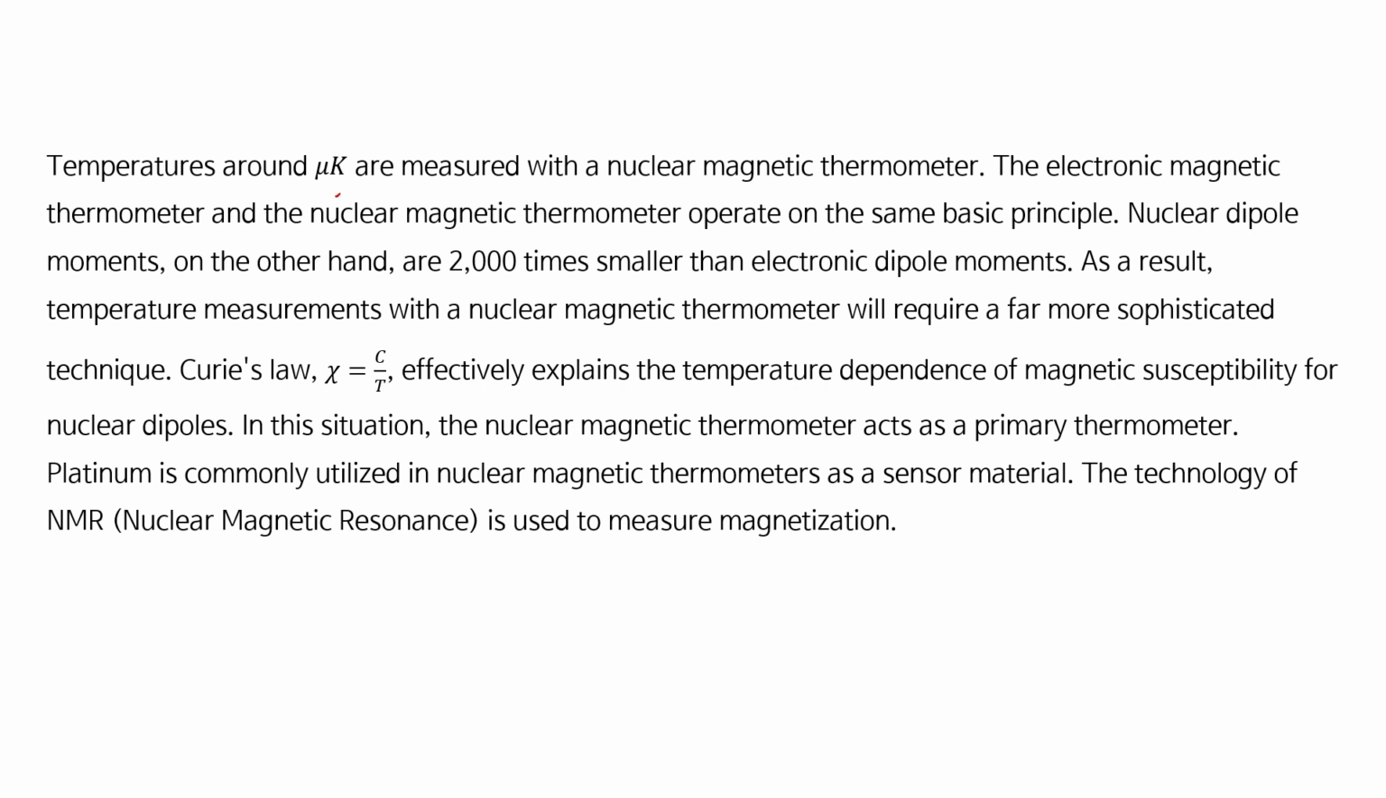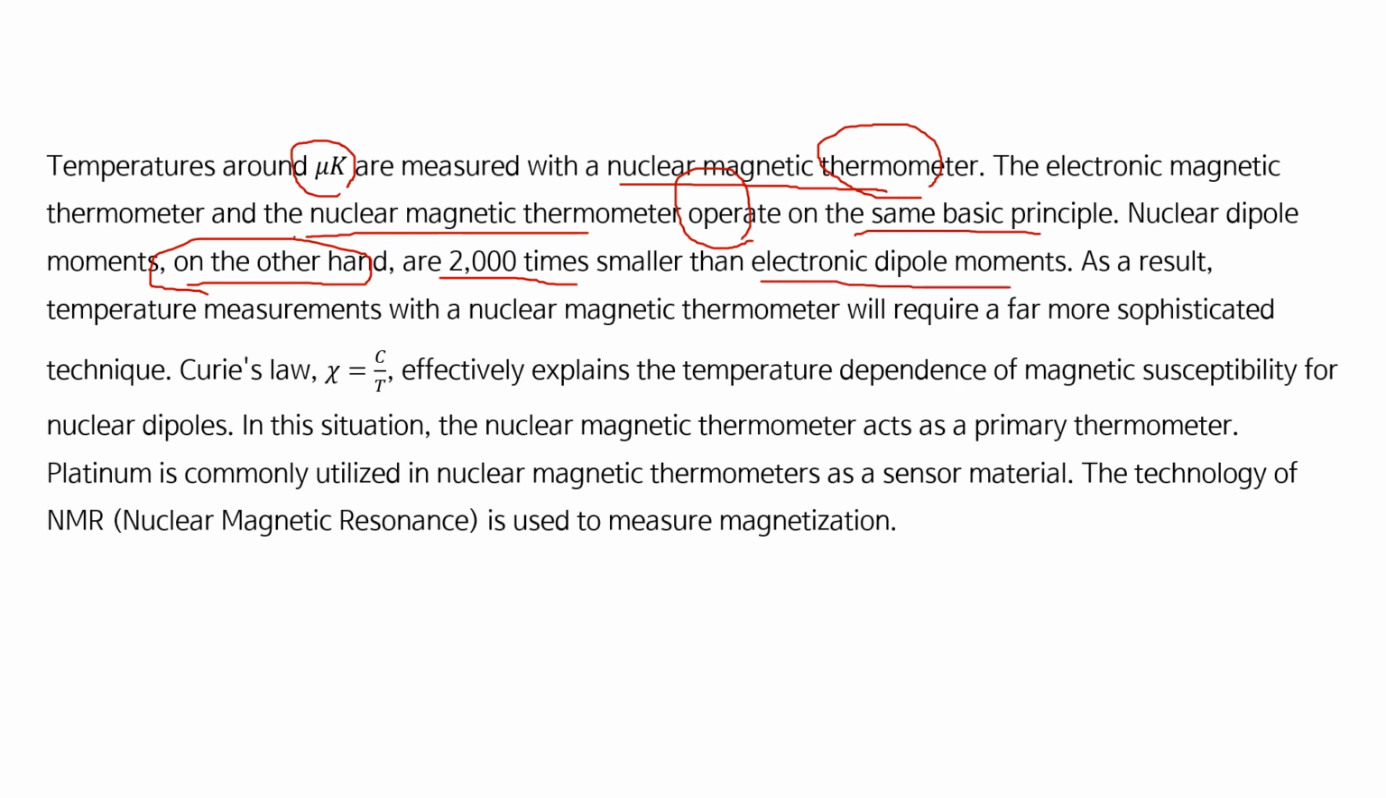Temperatures around microkelvin are measured with a nuclear magnetic thermometer. The electronic magnetic thermometer and the nuclear magnetic thermometer operate on the same basic principle. Nuclear dipole moments, on the other hand, are 2000 times smaller than electronic dipole moments. As a result, temperature measurements with a nuclear magnetic thermometer require a far more sophisticated technique.